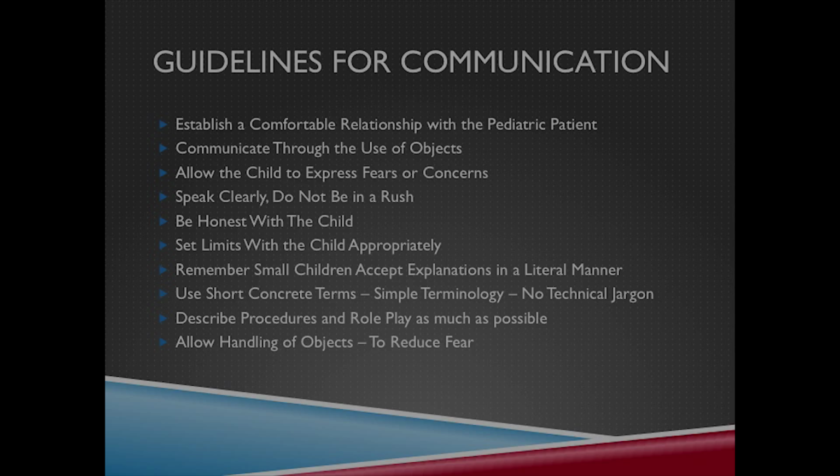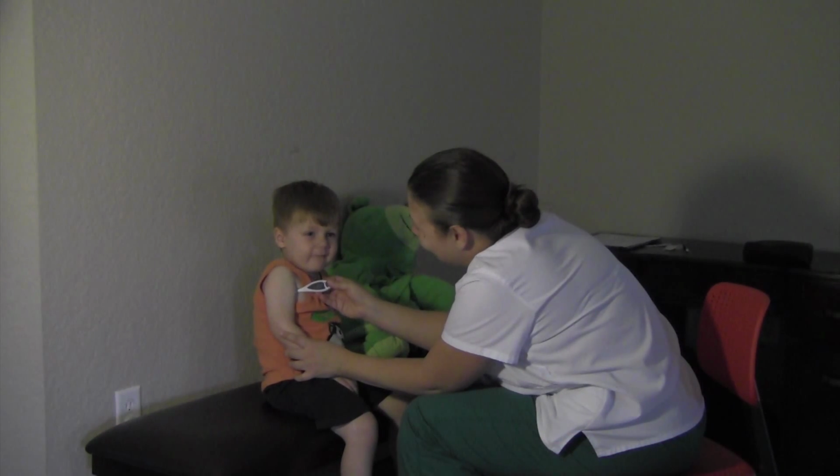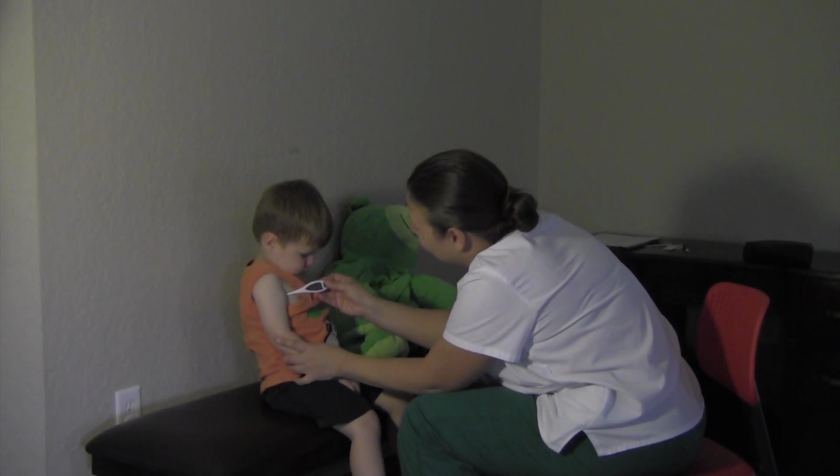You also want to set limits with the child appropriately. Some of them can act out. I mean, you never know what type of upbringing they have. They may say stuff that's inappropriate. One of the things that you want to try to do is to not react to anything that may be inappropriate. And also remember that small children accept explanations in a very literal manner.